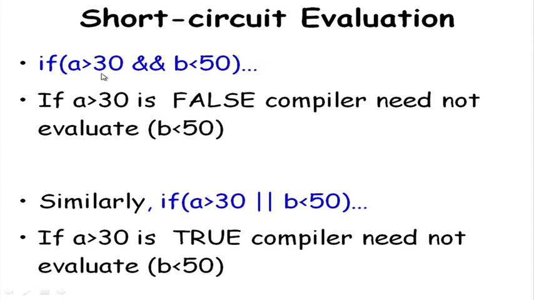If we have a greater than 30 and b less than 50 as a conditional expression, then we know that the first one is evaluated from the left side, and if the first one evaluates to false, then it need not evaluate the second condition. So, whether we give true or false to the second does not really matter, because the compiler does not check it. Similarly, if the conditional expression is a greater than 30 or b less than 50, then here also as long as one evaluates to true, the other one is not checked.